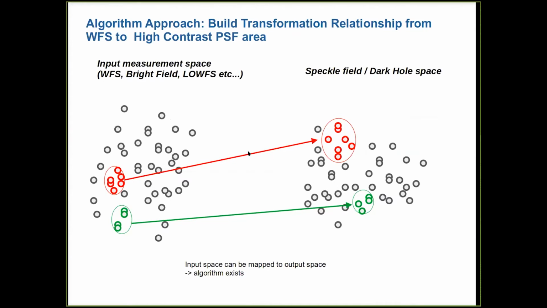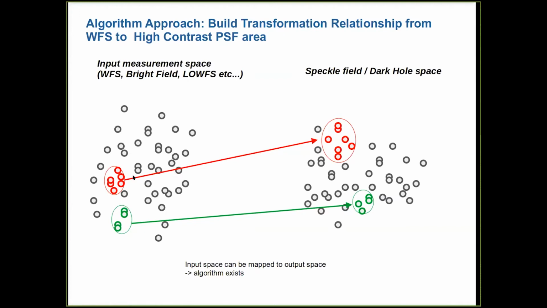So both of those are highly multidimensional. I'm simplifying by showing a 2D representation here. But the idea is to build a correspondence, a mapping, a relationship between the left and the right. So basically, for every wavefront sensor measurement we would get in this phase space, we would be able to pull out what is the corresponding speckle field and remove it in post-processing. And there are various ways to do this.